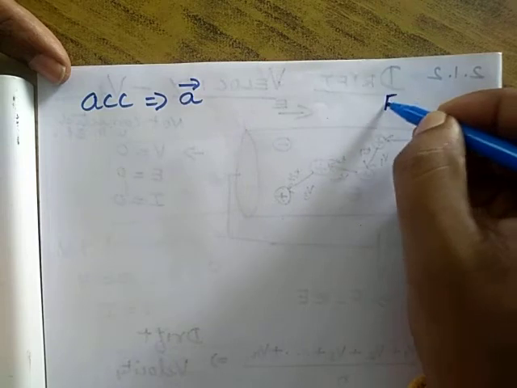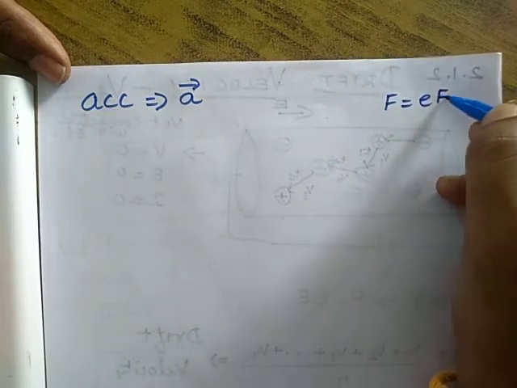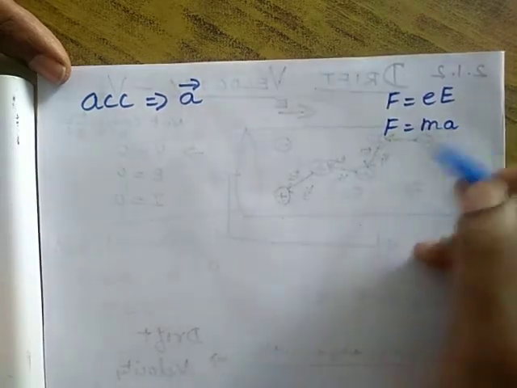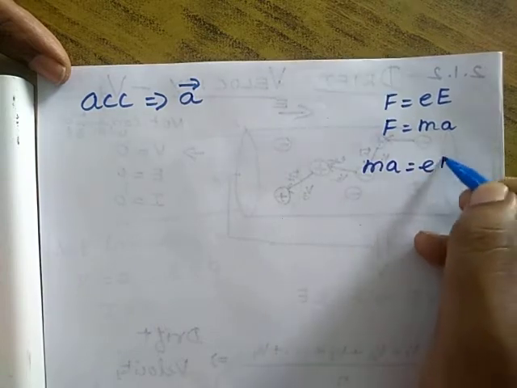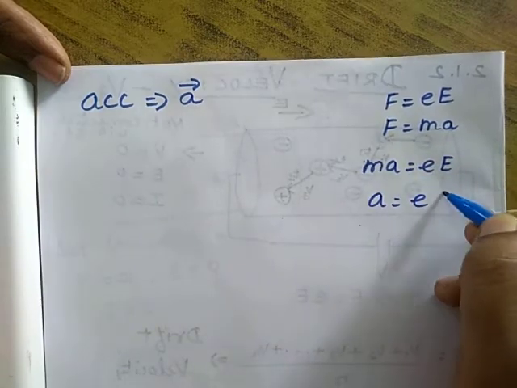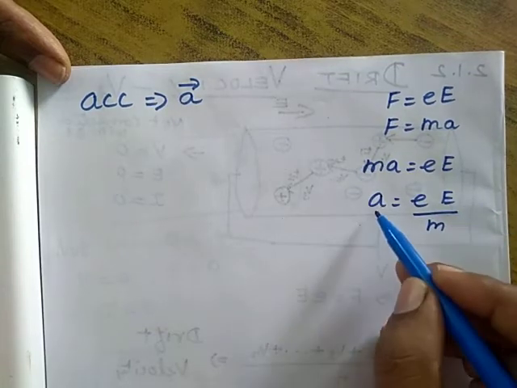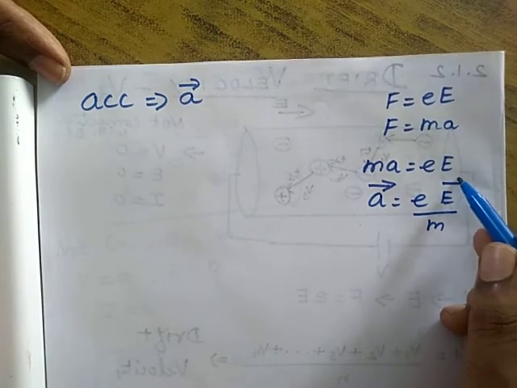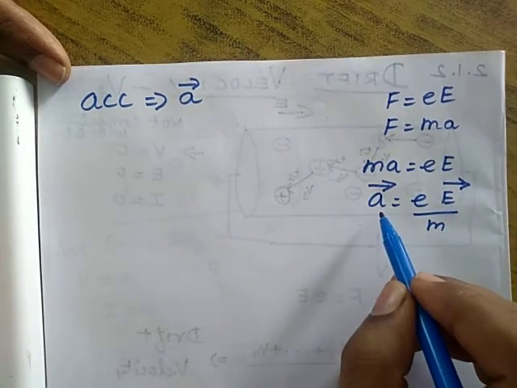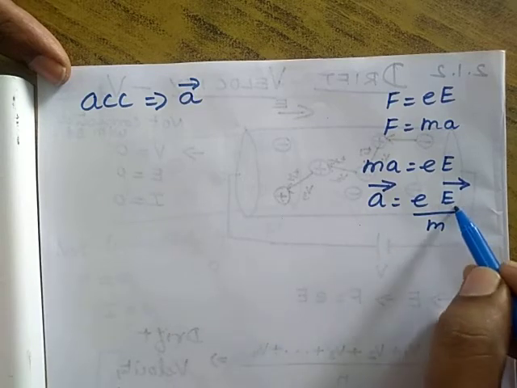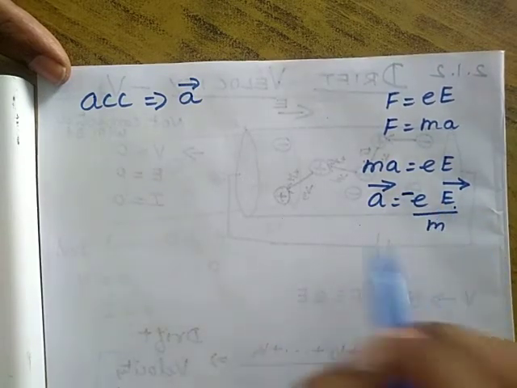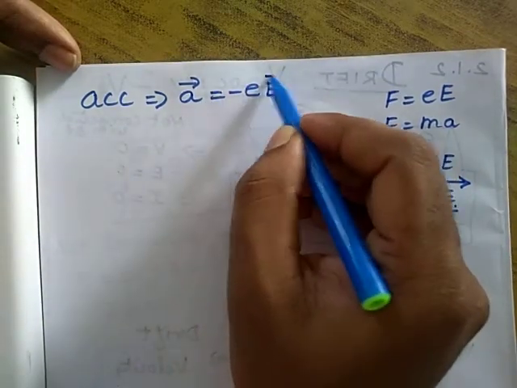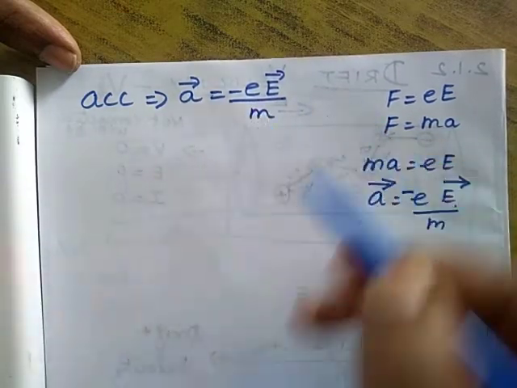That force can be written as F is equal to eE. We know in general F is equal to ma. Equating these two forces, ma is equal to eE, then a is equal to eE by m. Here acceleration is a vector quantity, and the electric field is also a vector quantity, E vector. The acceleration of the electron is in the direction opposite to the electric field, so I put a minus sign. So acceleration can be written as a vector equal to minus eE vector by m.